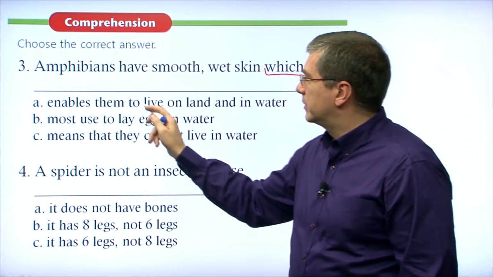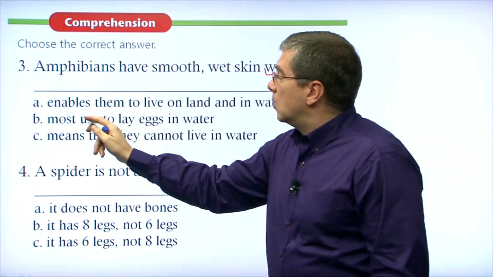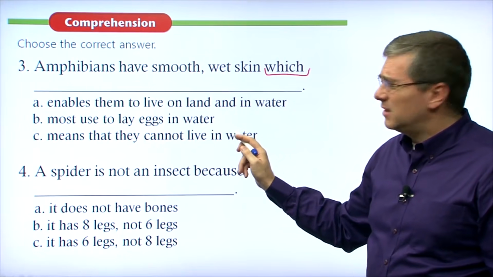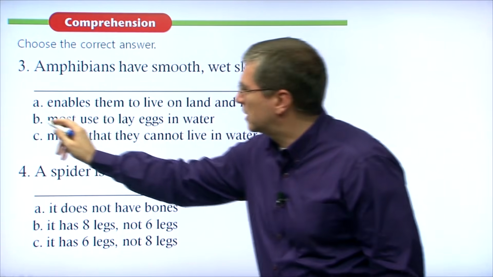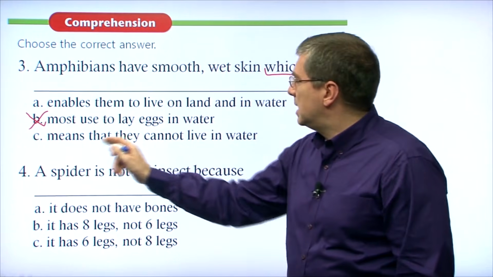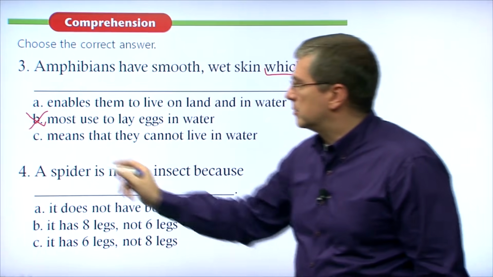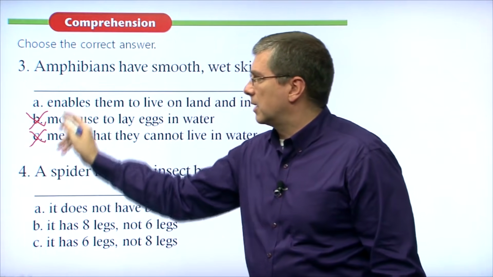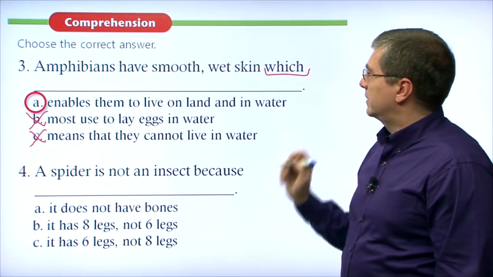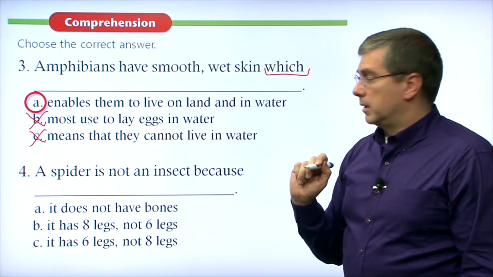A, which enables them to live on land and in water. B, which most use to lay eggs in water. They use their skin to lay eggs in water? That sounds strange. How can you use your skin to lay eggs? C, means that they cannot live in water. Well, smooth, wet skin allows them to live in water. We learned that, so C isn't correct. A is our correct answer. Amphibians have smooth, wet skin, which enables them to live on land and in water.